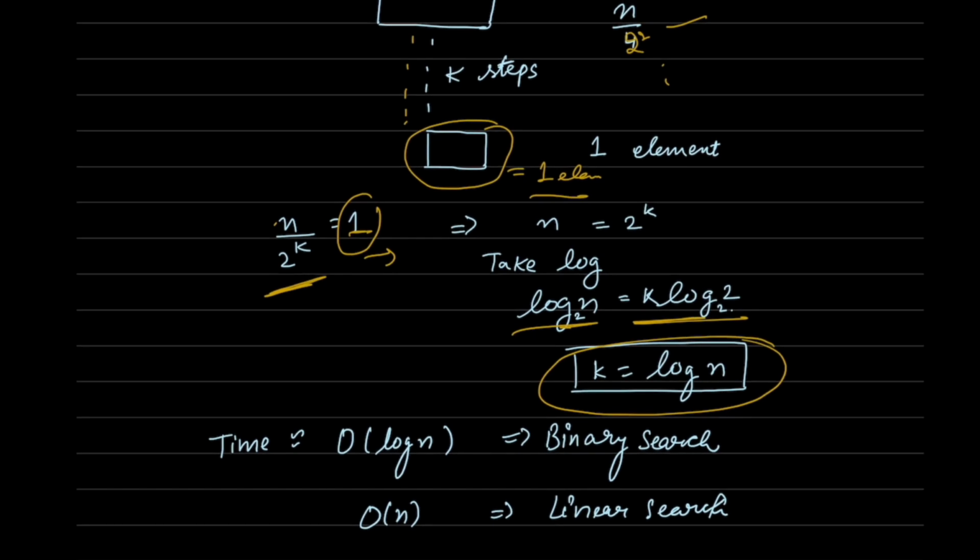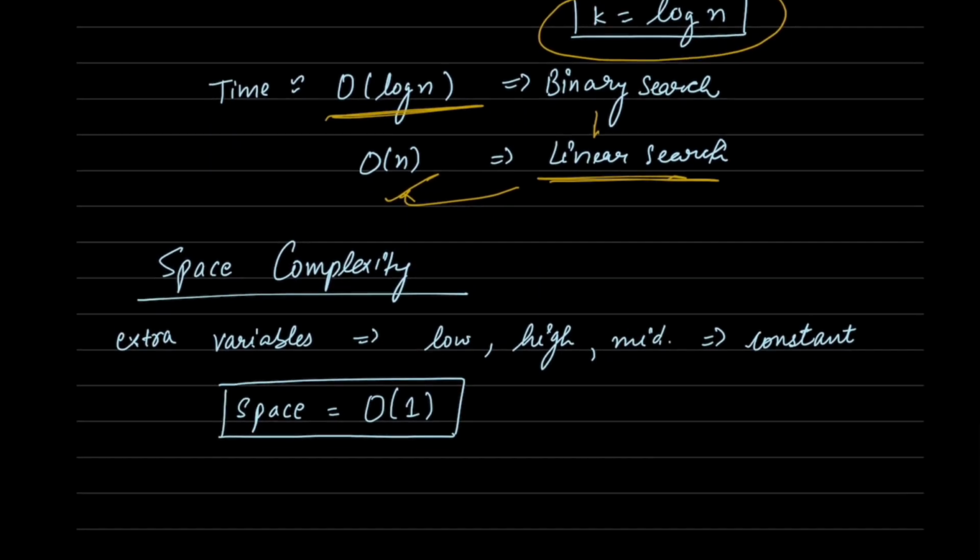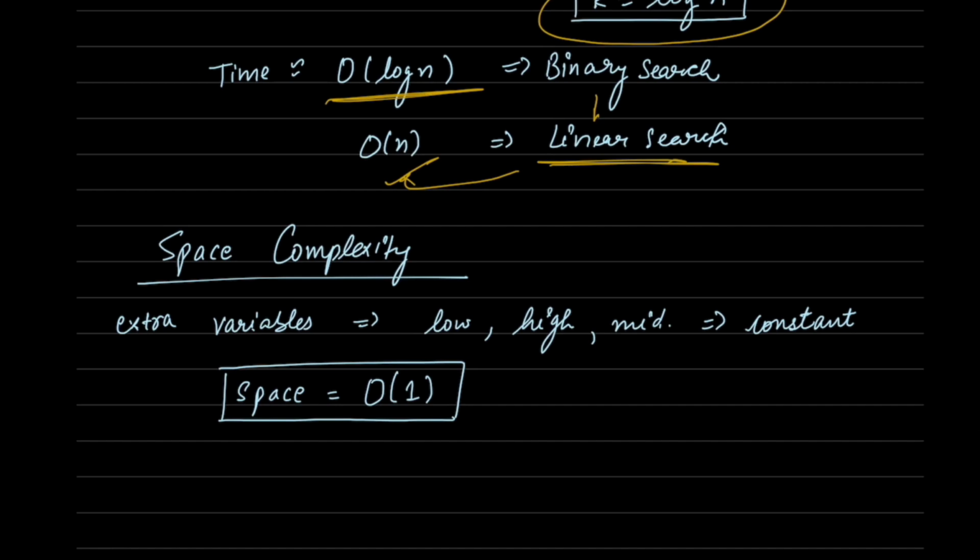So the time complexity of binary search is log n, which is smaller than the time complexity of linear search, and the time complexity of linear search is O of n. And why O of n? Because in linear search we are actually parsing each and every element in order to compare it with our target element, and that is why its time complexity is more. Binary search is the more efficient way of searching for any element in an array, but the precondition is that it has to be a sorted array.